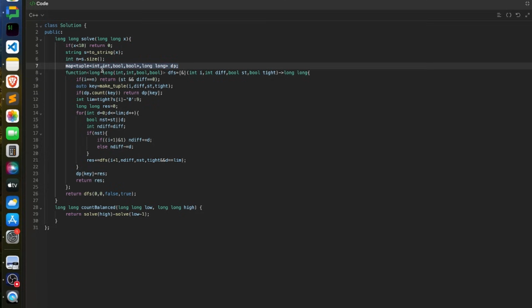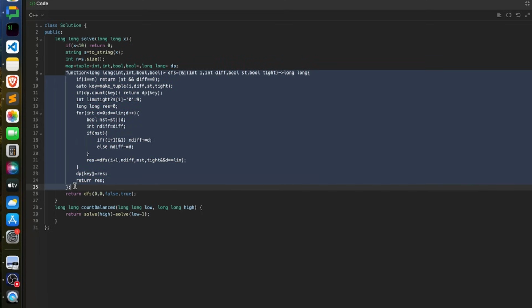Then we create a DP. There are 4 states: index, difference, started and tight. So this is the function. Let's keep it aside. Then we call this with 0, 0. Initially you start with index 0, and the difference is also 0. Initially started is false, because started means you have at least one non-zero digit. If it's all zeros, then it's not started currently, because you must start with 1, from 1 to that max number. And tight is initially true, because this is the same as the original number. So these are the four initial values.